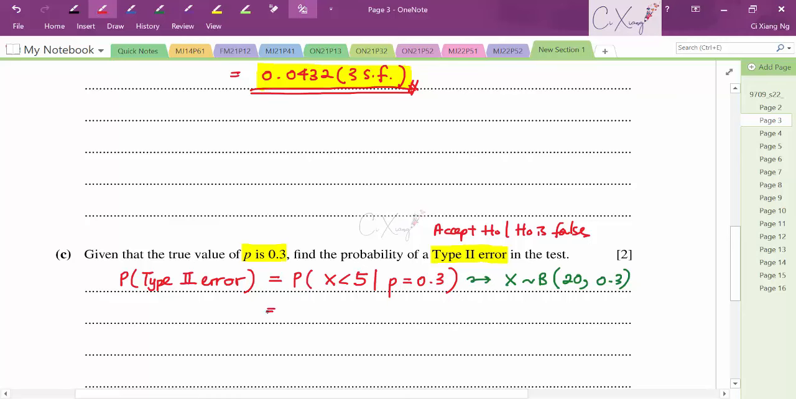All right, once you have identified the distribution, we can start the calculation for the probability. X smaller than 5 means you start from x equals 0 until x equals 4. So again, binomial distribution: x equals 0 means 20C0, 0.3 power 0, 0.7 power 20. And x equals 1, 20C1, 0.3 power 1, 0.7 power 19, and so on. Then x equals 2, x equals 3, and also x equals 4.